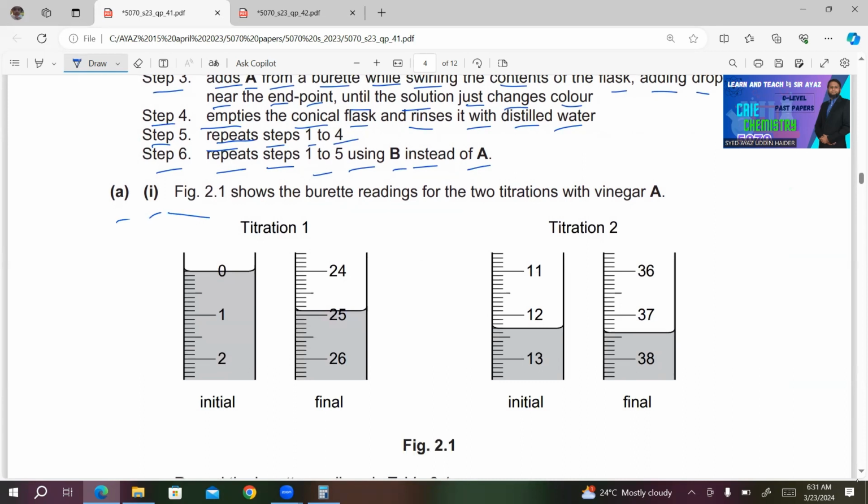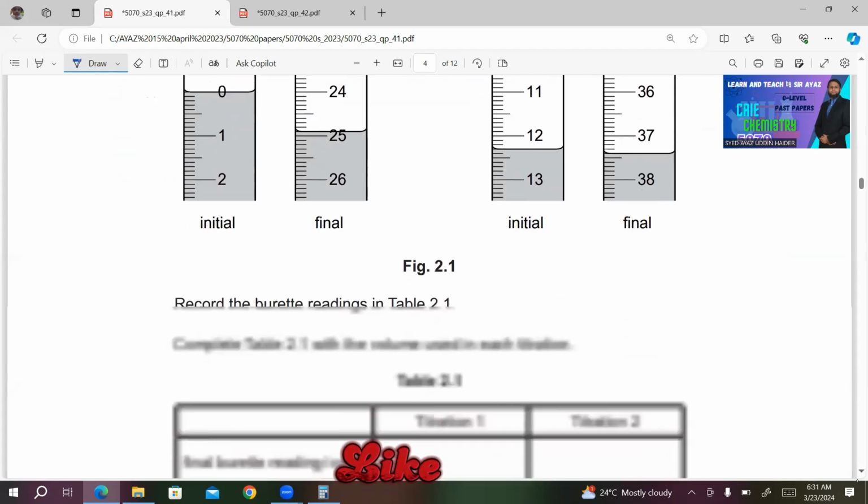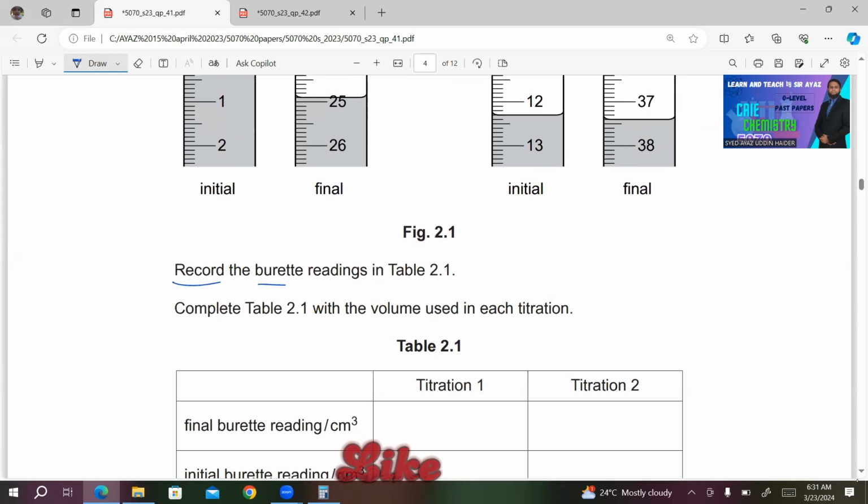Part 1. Figure 2.1 shows the burette readings for the 2 titrations with vinegar A. You have titration 1 and titration 2. Record the burette readings in table 2.1. Complete table 2.1 with the volume used in each titration.